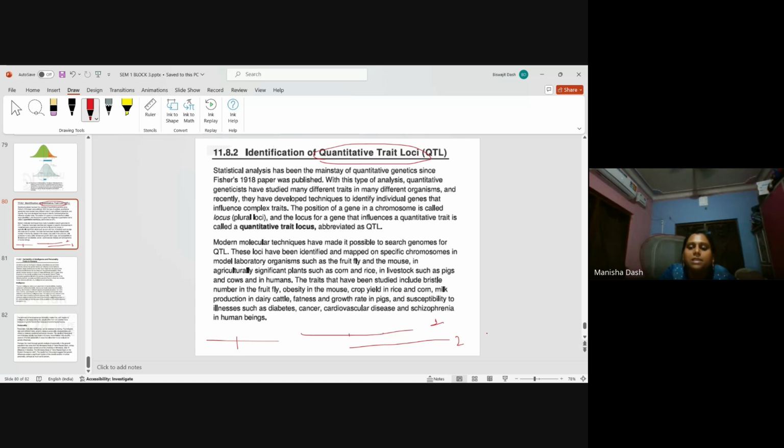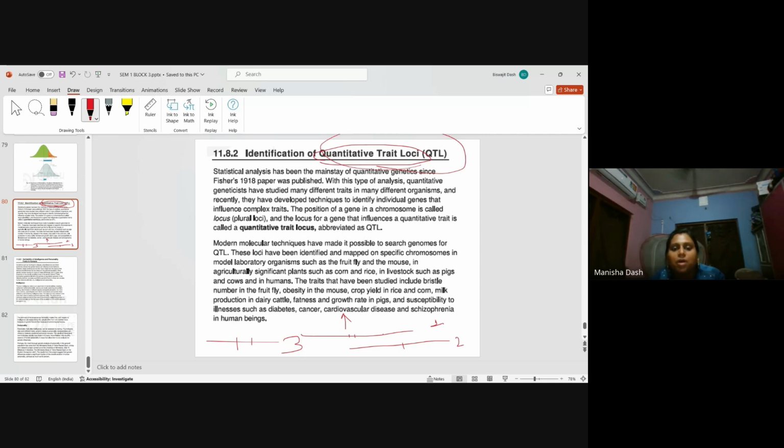Like this is chromosome number 1, this is chromosome number 2, this is chromosome number 3. Chromosome 1 has, let's say, 2 genes, chromosome 2 has 1 gene, and chromosome 3 has 2 genes. All of them together will be controlling one phenotype. How you locate exactly where the genes controlling your phenotype are is called the quantitative trait loci.